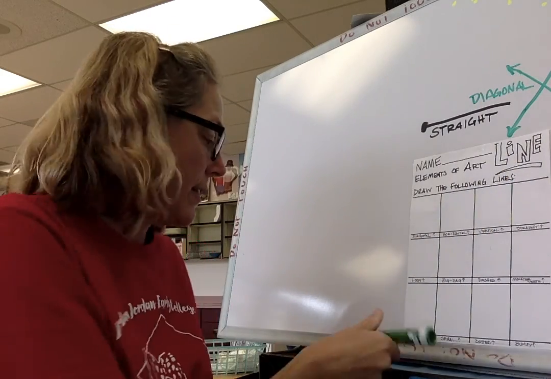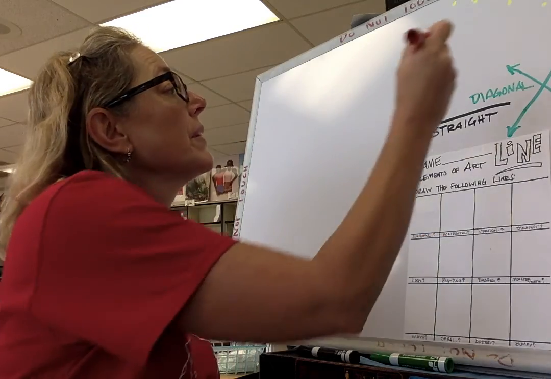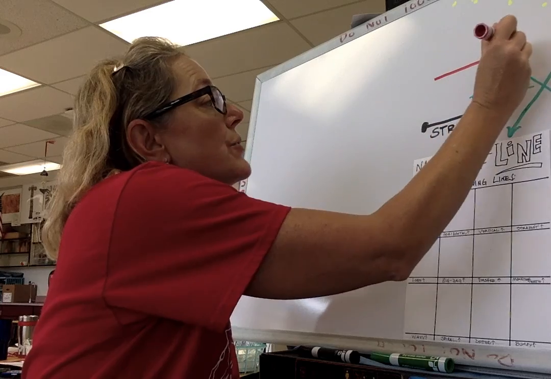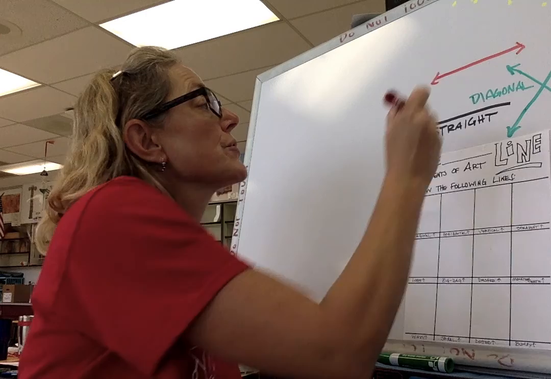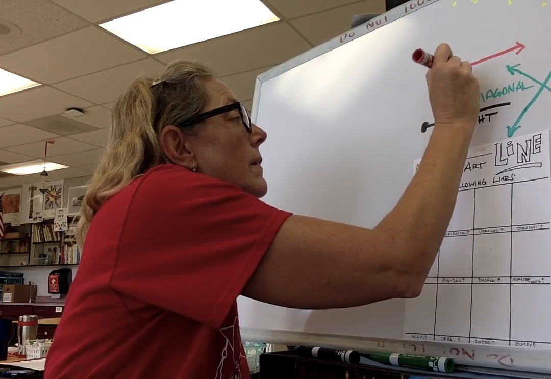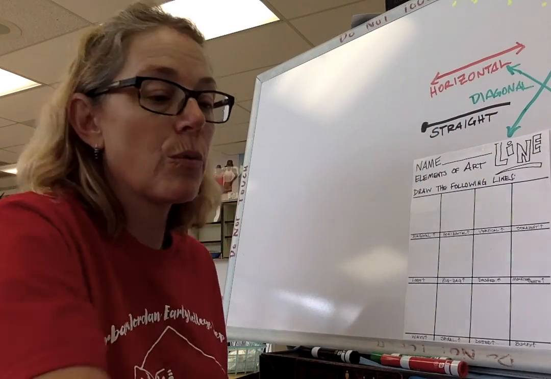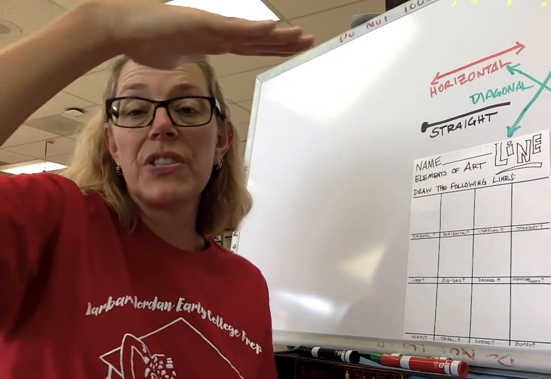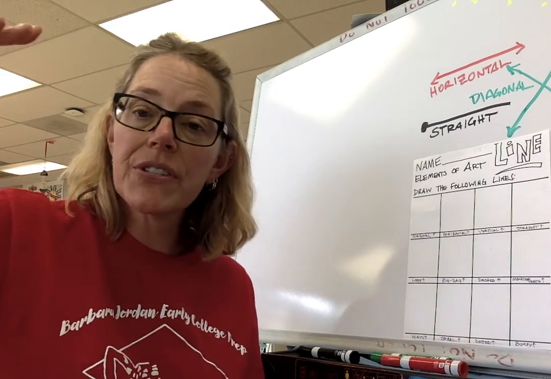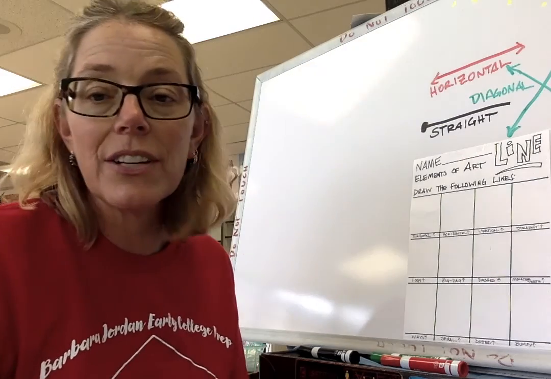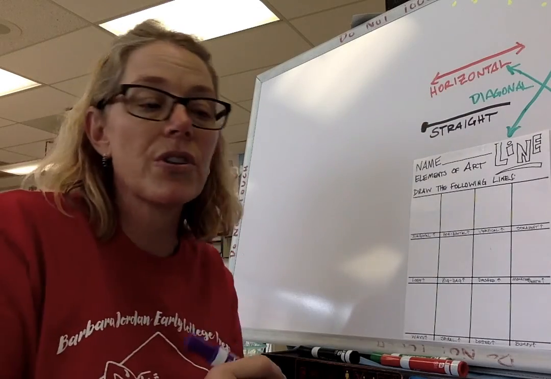Now, the next one, horizontal. Horizontal is side to side. And again, it's also a direction. So I'm going to put my arrows on it. And I'm going to label that horizontal. That word comes from the word horizon, which is the line where the earth and the sky meet. And it usually looks pretty straight across. Sometimes if there's mountains involved, it can look like a different line. But it's the horizon line, so a flat line side to side is a horizontal line.